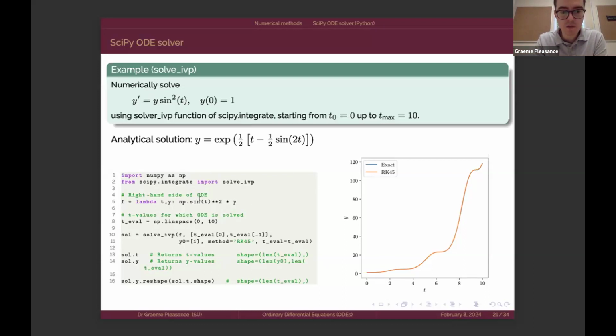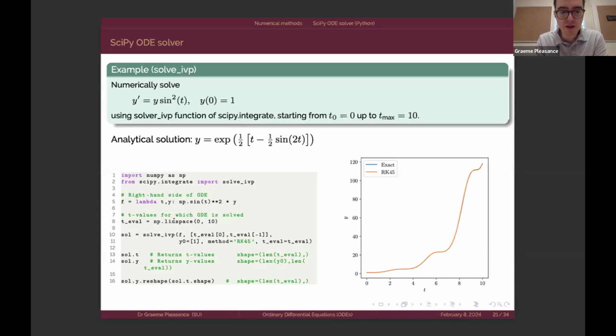So this is just sine squared times y. And again, we list a set of t values that we want to solve for. This is contained in this 1D NumPy array, which just goes from 0 to 10.